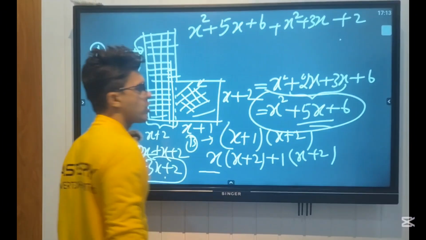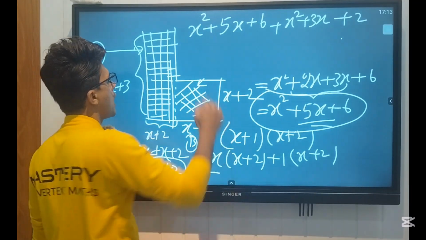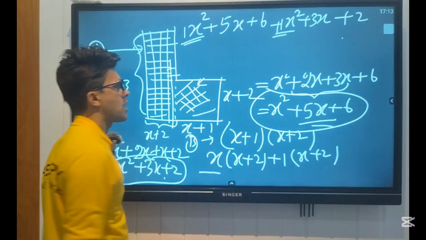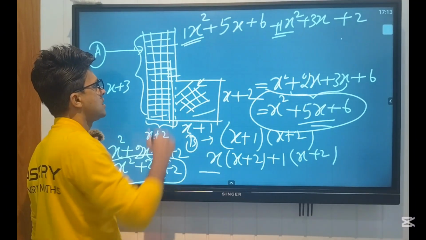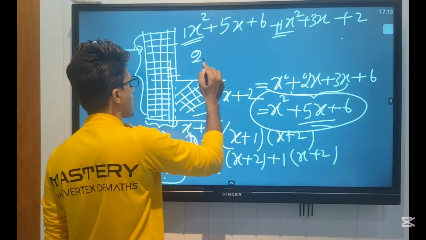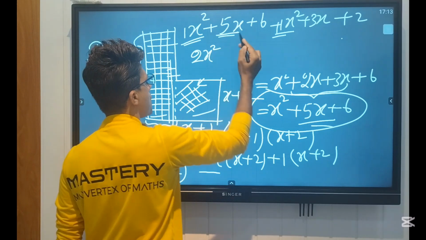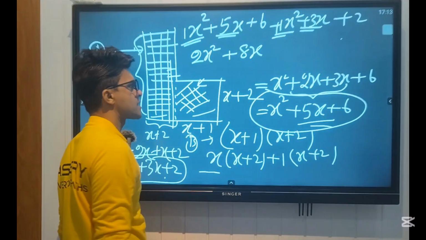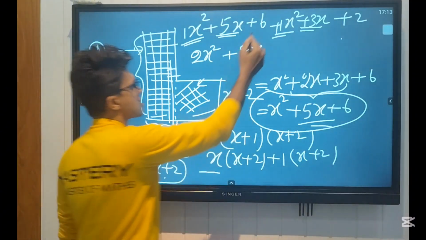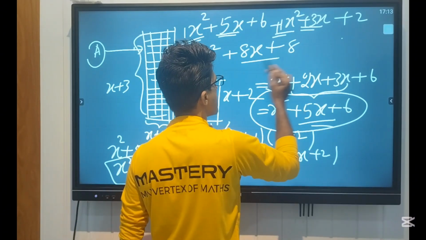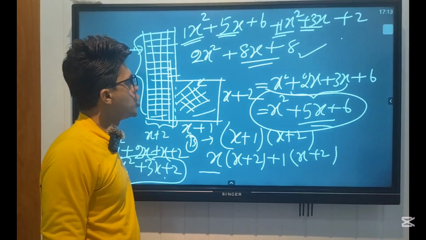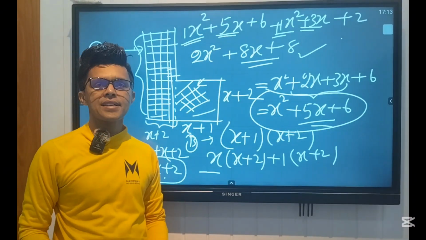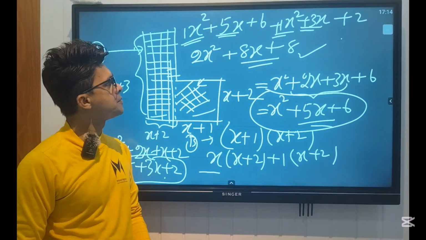So right now we can get the area of this whole diagram. This term and this term can be added: x squared and x squared make 2x squared. Also 5x and 3x can be added to make 8x, and 6 and 2 make 8. So the area of this plane figure is 2x squared plus 8x plus 8.